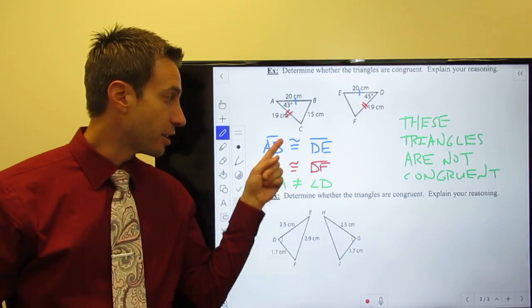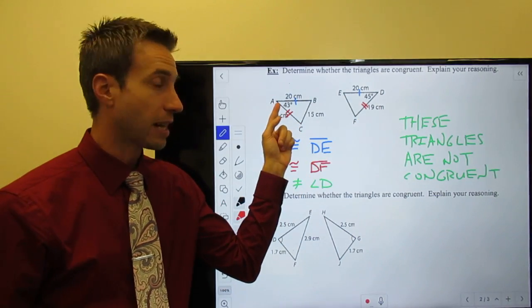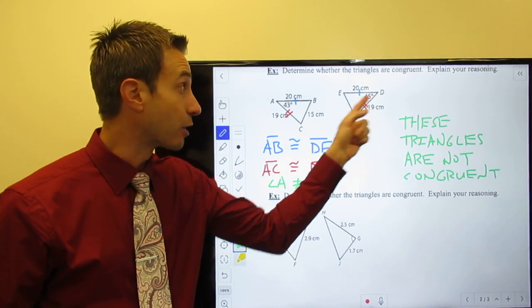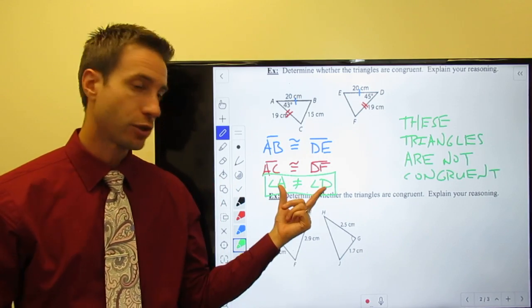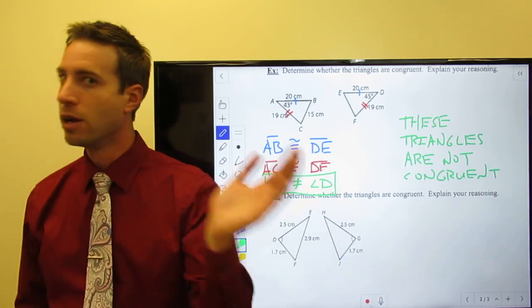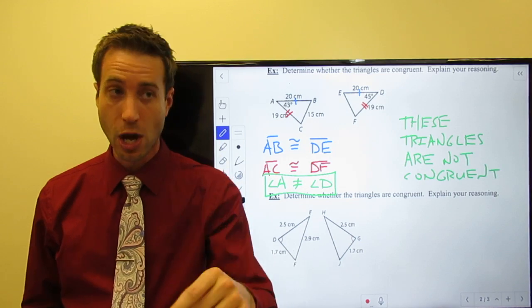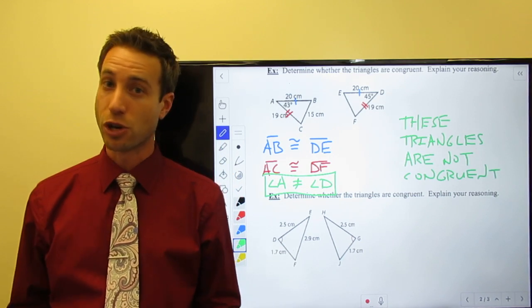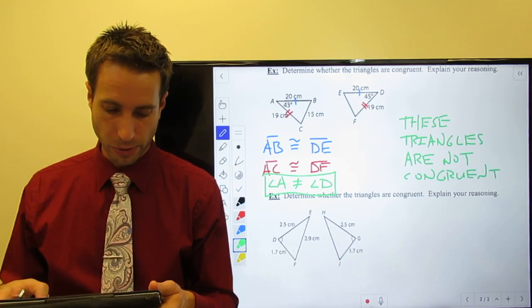Again, you didn't even have to do this other stuff. If you had just immediately looked at it and gone, oh, I know that A and D are corresponding angles and they're different, as soon as you see this, boom, they're not congruent triangles, you're done, move on to the next problem. You only have to show that one pair of sides or one pair of corresponding angles are not congruent, and you're done. You've proven the triangles can't be congruent.